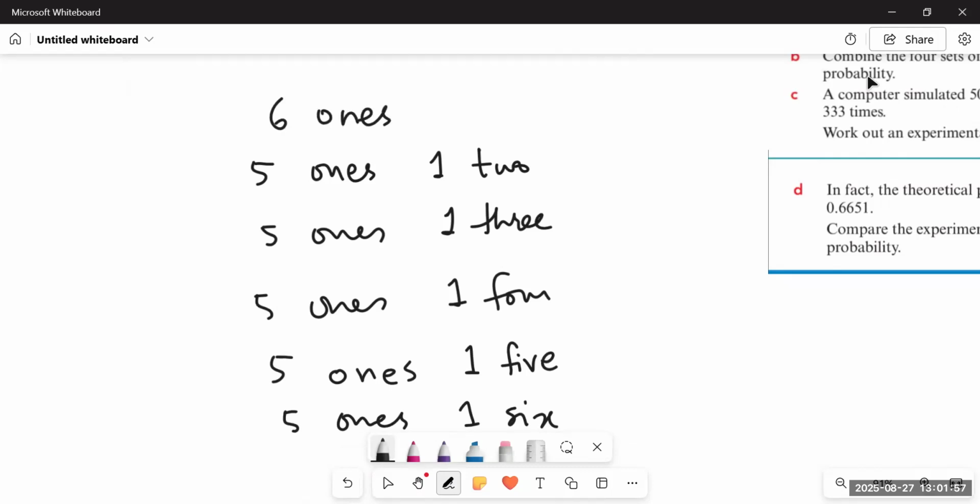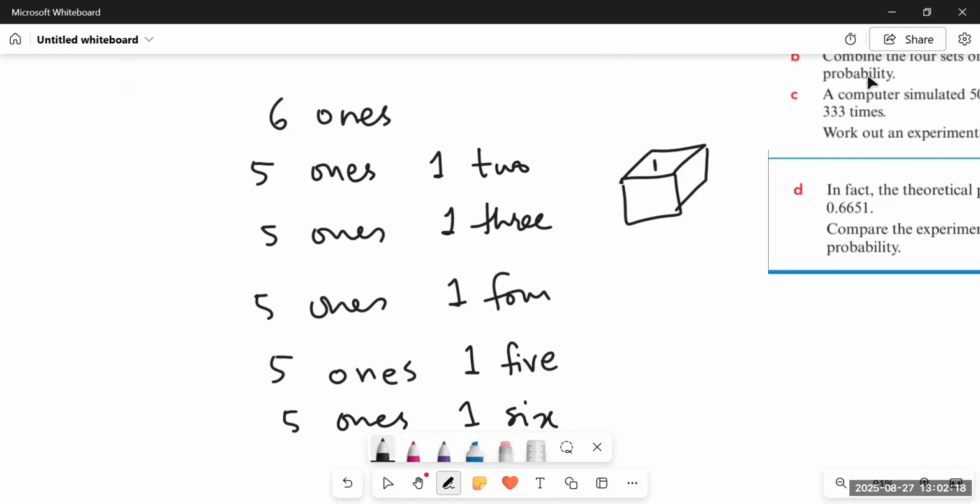All 6 would be twos. All 6 would be threes. All 6 would be fours. That is, all the dice will be showing ones on the top. Okay. All the dice will be showing twos. All the 6 dice will be showing threes. So these will be 6 outcomes. And then 5 will be showing 1 and the other one 2. 5 will be showing 1 and the other 3. So these will be 5 outcomes.